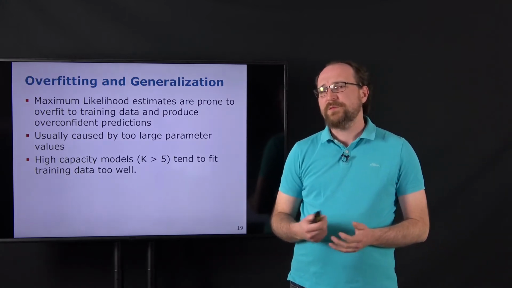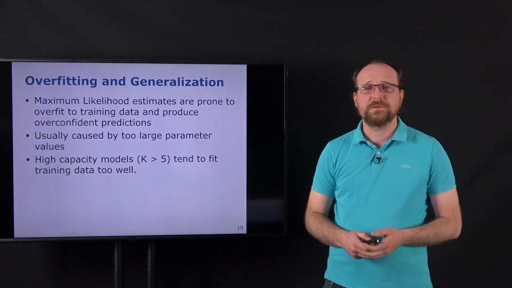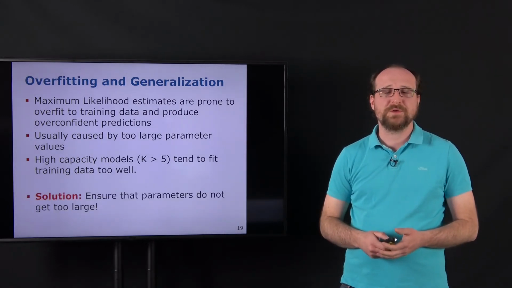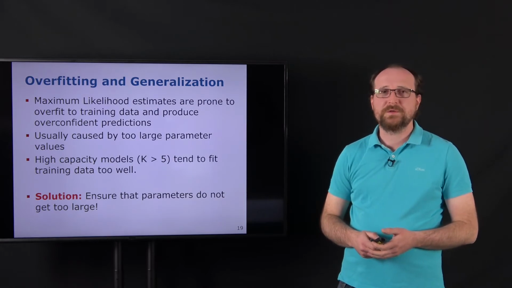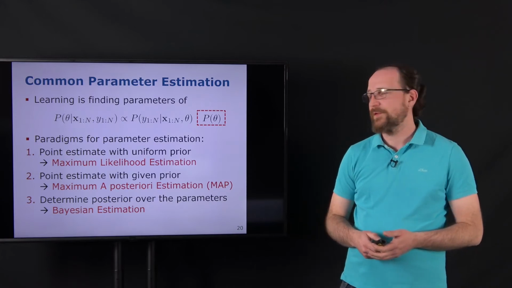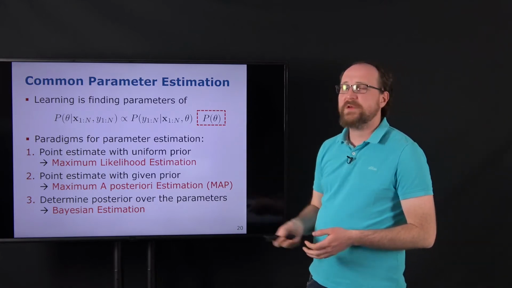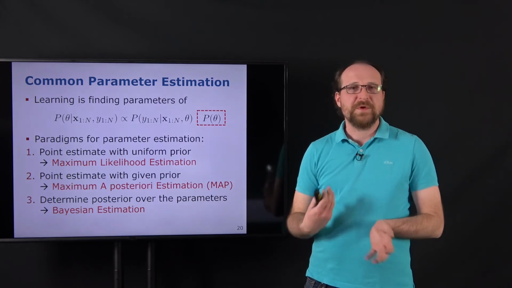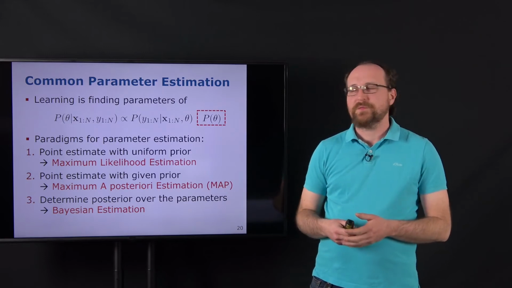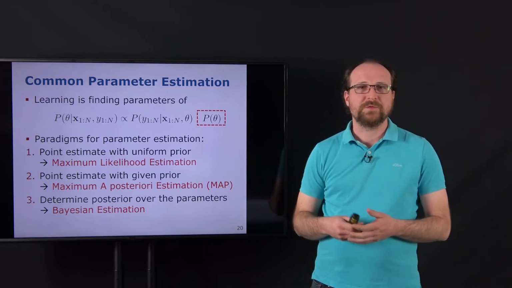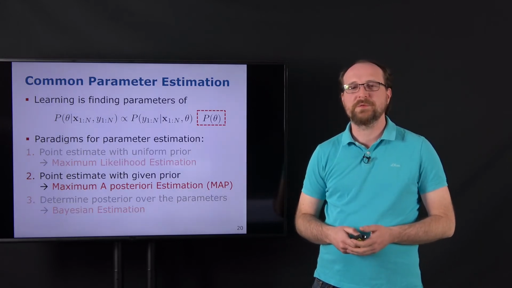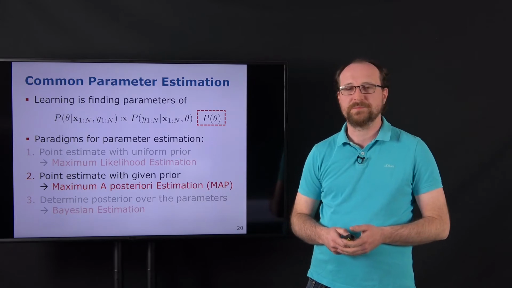So as the root cause is too large parameters, one easy solution would be to ensure that the parameters don't get too large. And this we can do by exploiting that we have this prior available. With some prior information, we maybe get in the end a better fit, because we can just say that we want values from the prior that are small. So this is our prior knowledge that we can put in there. And this leads us to the so-called maximum a posteriori estimation, or MAP.